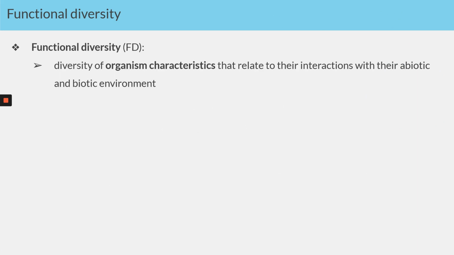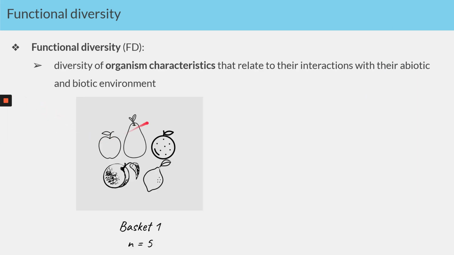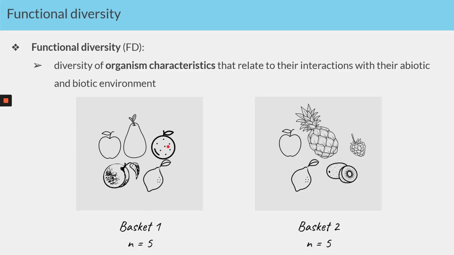Functional diversity is the diversity of organism characteristics that relate to their interactions with their biotic and abiotic environment. If you take a first fruit basket with 5 species, these species have the same type of size, they came from the same type of plants, same type of climate. And then if you take a second basket, in this basket we also have 5 species, but we have a big variation in sizes, and those species come from different types of plants, different climate, and thus in this basket we have a higher diversity of traits, and thus we have a higher functional diversity.